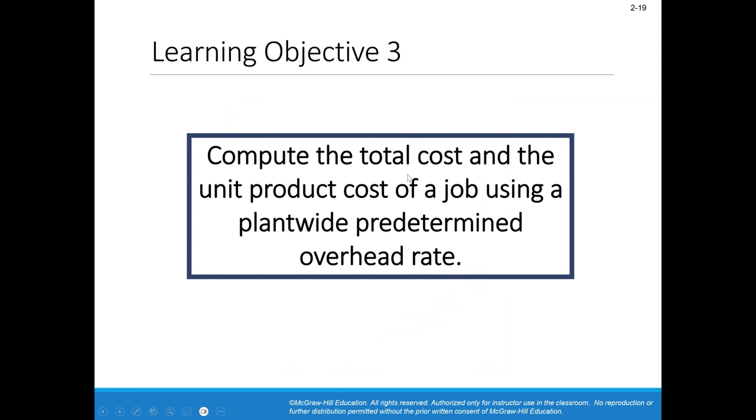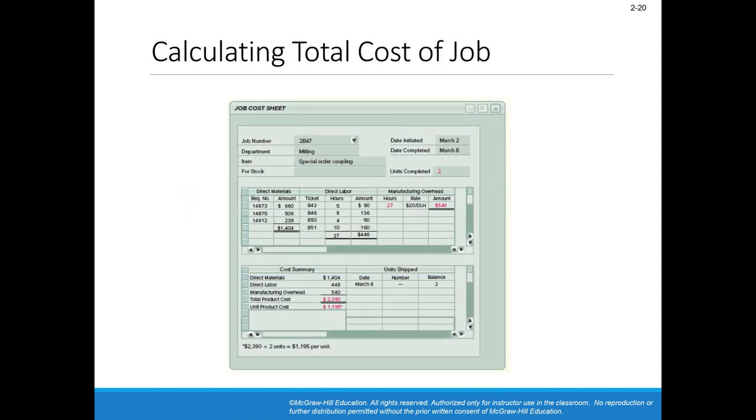So compute the total cost and the unit production product cost of a job using a plant-wide predetermined overhead rate. And that's really what we were using. We have one rate, and it doesn't matter what product it is. Every product is going to get $20 attached based on the direct labor hours. So again, here it's 540. And then the unit product cost is simply 1195, which is the total of these three amounts divided by the number of units, which is 2.